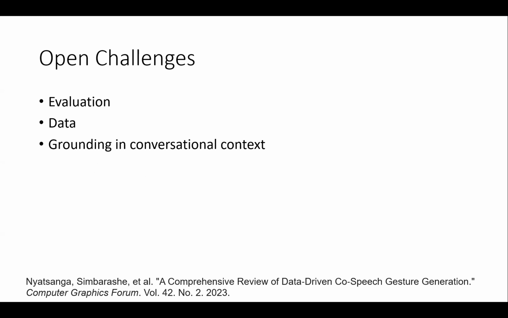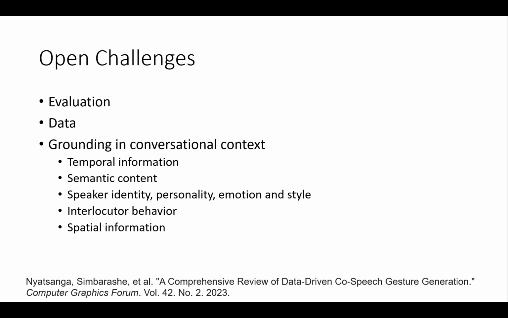Grounding is probably, to my mind, the biggest issue, right? So all of these things affect how we gesture. Temporal information, semantic content, who the speaker is, what their personality is, what their emotion is, what their style of speaking is, how the person they're talking to behaves, right? So is the person disinterested? Is the person engaging with them? When are they gesturing? All of this has a huge impact.